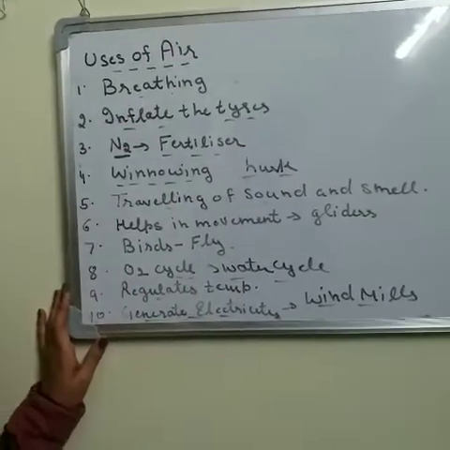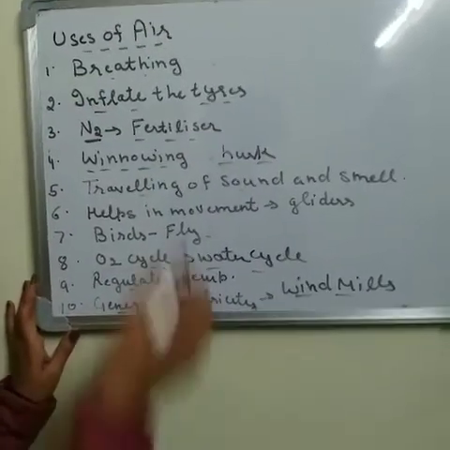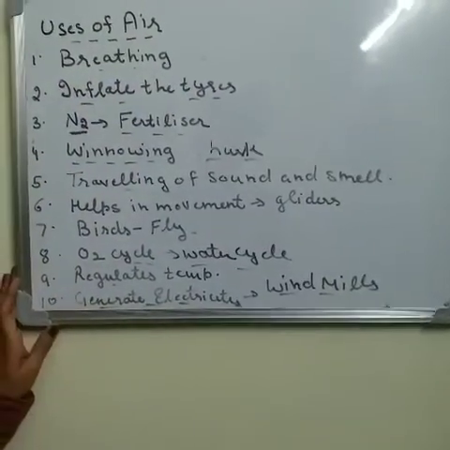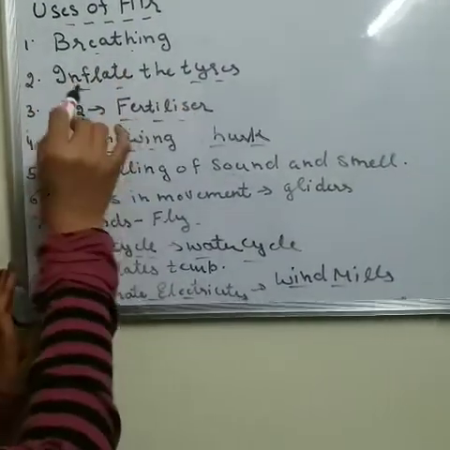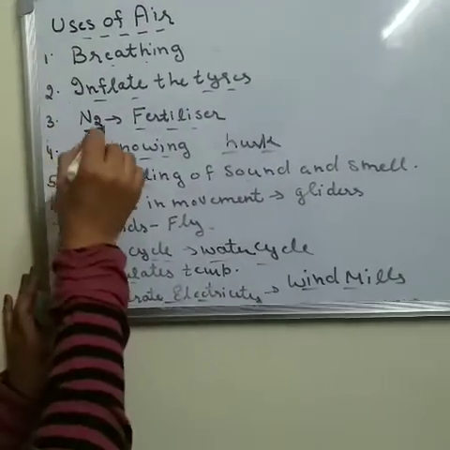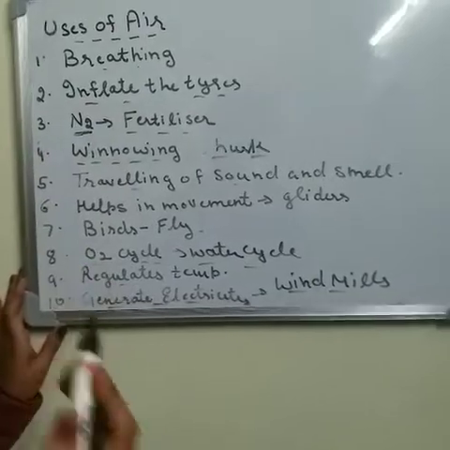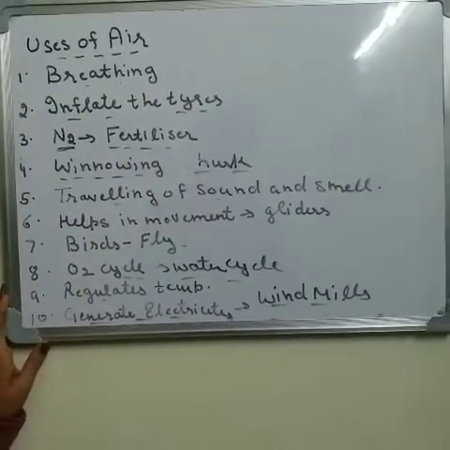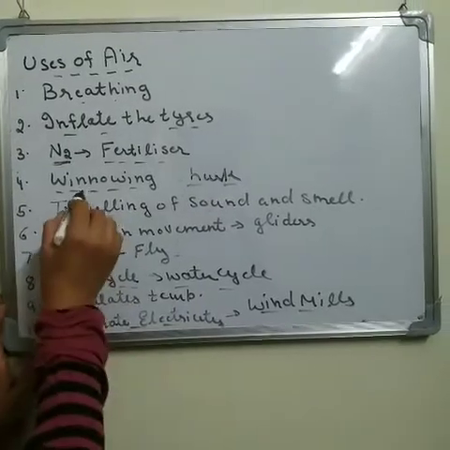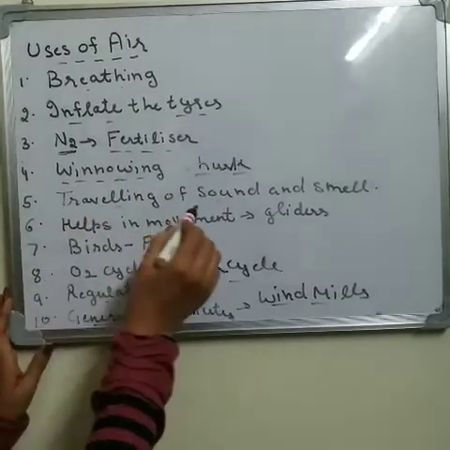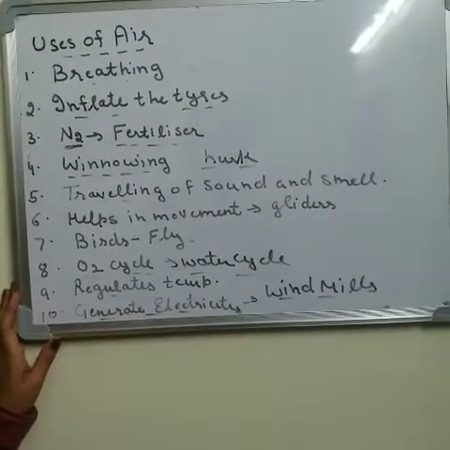So here are some uses of air. Let us revise. First of all, air is used for the process of breathing. It is also used to inflate the tires of vehicles. The nitrogen which is present in the air is used as a fertilizer for the proper growth of the plants. For the process of winnowing, air is a must. For the traveling of sound and smell, air is a must.